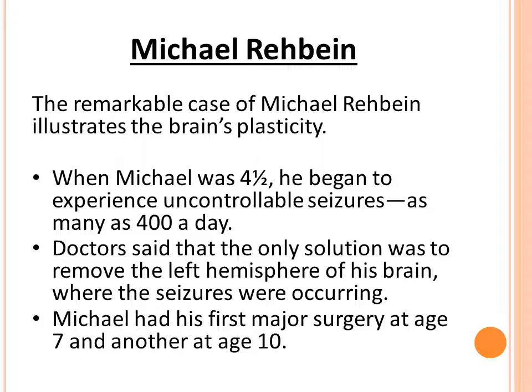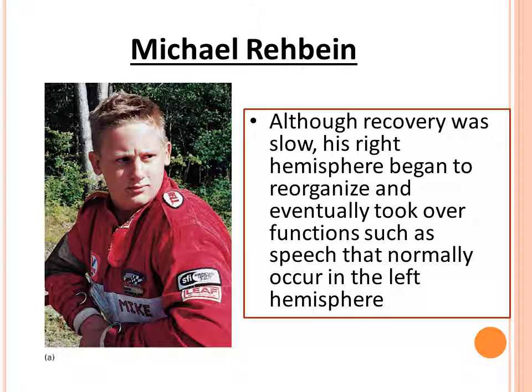The remarkable case of Michael Rabin illustrates the brain's plasticity. When Michael was 4.5, he began to experience uncontrollable seizures, as many as 400 a day. Doctors said the only solution was to remove the left hemisphere of his brain where the seizures were occurring. Michael had his first major surgery at age 7 and another at age 10. Although recovery was slow, his right hemisphere began to reorganize and eventually took over functions such as speech that normally occur in the left hemisphere.